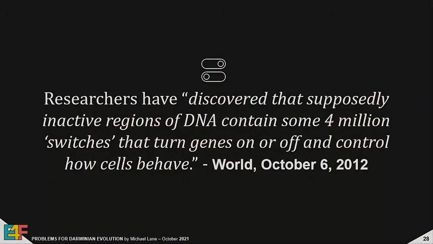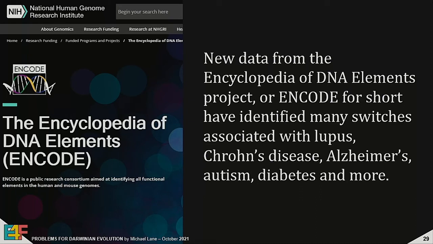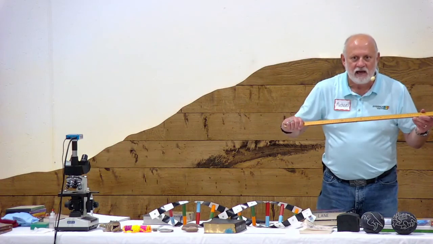Researchers have discovered that supposedly inactivated regions of DNA, this junk DNA, hold 4 million switches that turn genes on and off, controlling how cells behave. This was in World Magazine, October 6, 2012. They're telling us junk DNA is not junk. It's not evolutionary leftovers. New data from the Encyclopedia of DNA Elements Project, or ENCODE as it's called, have identified many switches in junk DNA. Lupus, Crohn's disease, Alzheimer's disease, autism, diabetes, and many more diseases are controlled somehow by junk DNA.